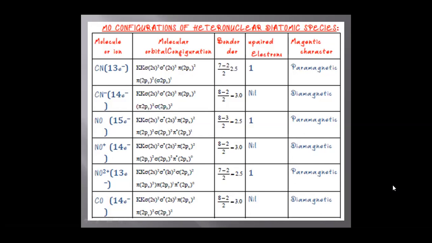Similarly, for nitrosyl, NO, the bond order is 2.5, unpaired electrons is 1 and it is paramagnetic. For the nitrosyl ion, NO plus, the bond order is 3, unpaired electrons is nil and it is diamagnetic. Similarly, carbon monoxide: the bond order is 3 and unpaired electrons is nil, hence it is diamagnetic.